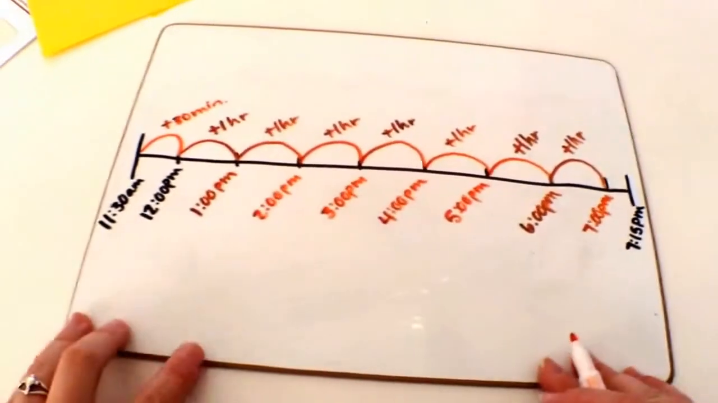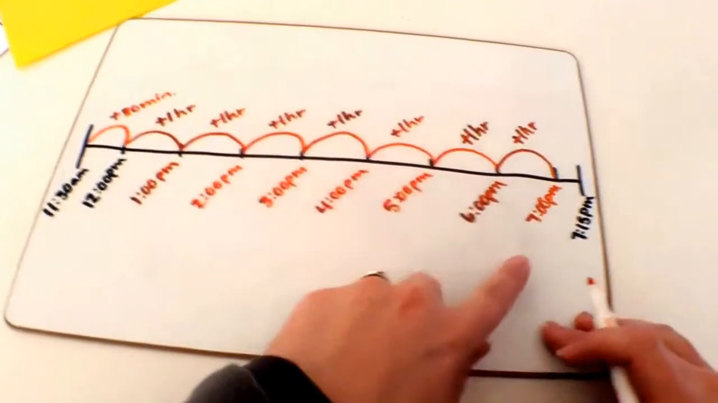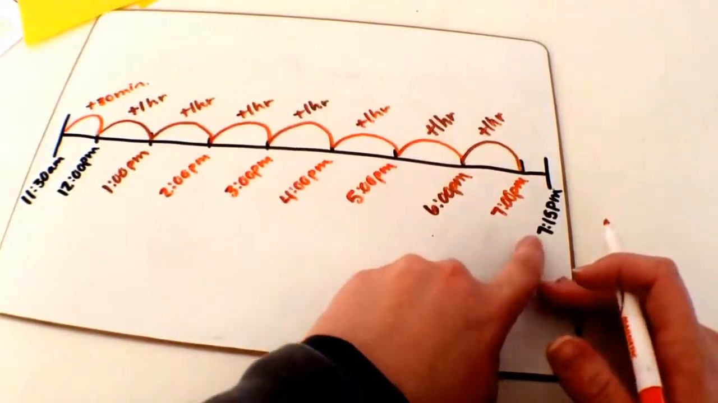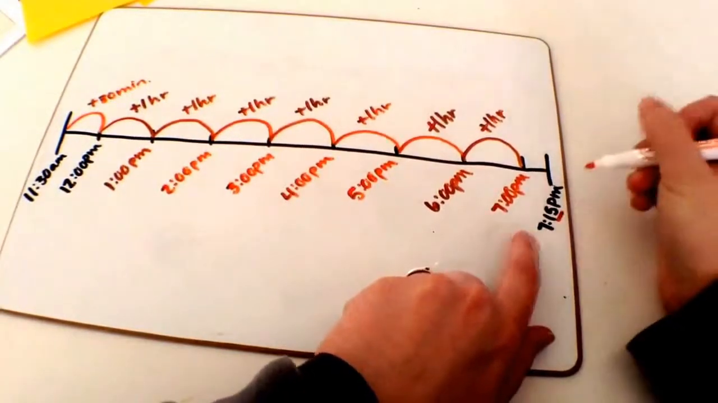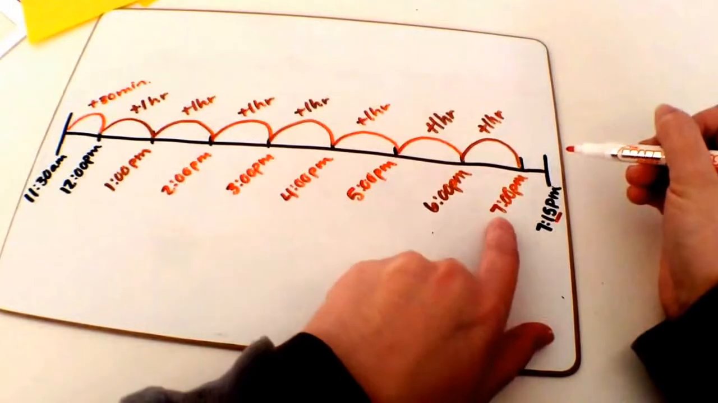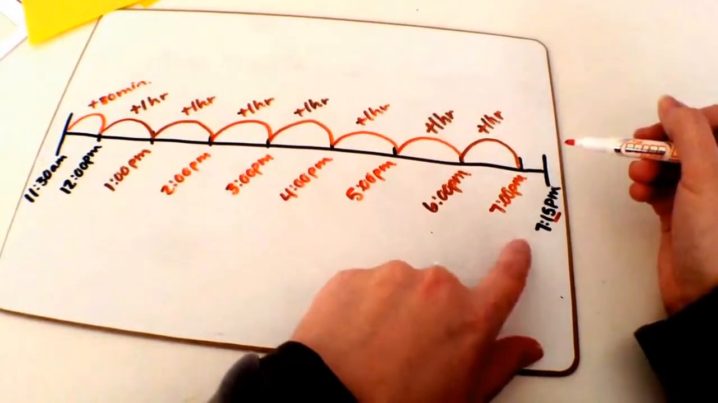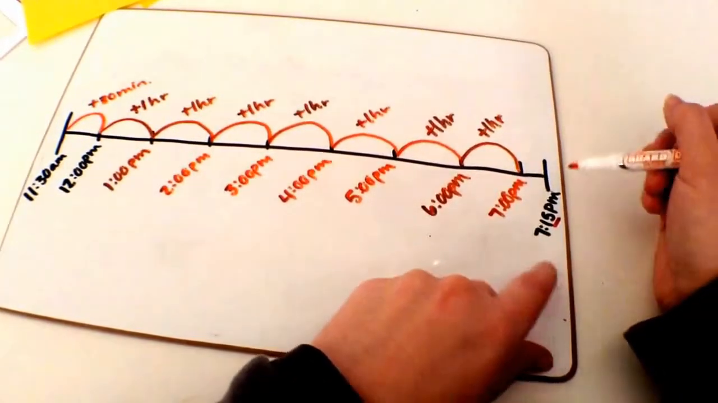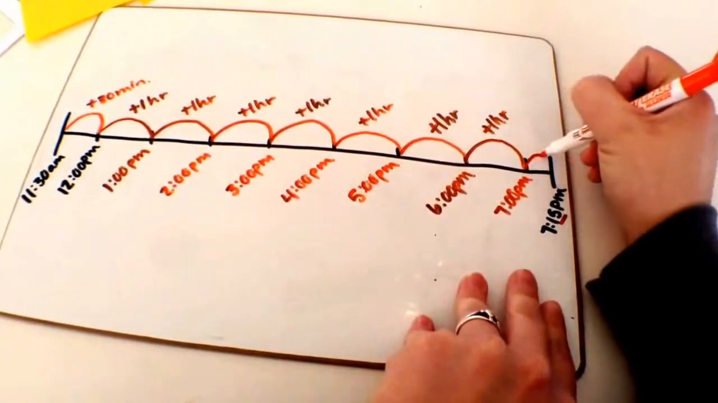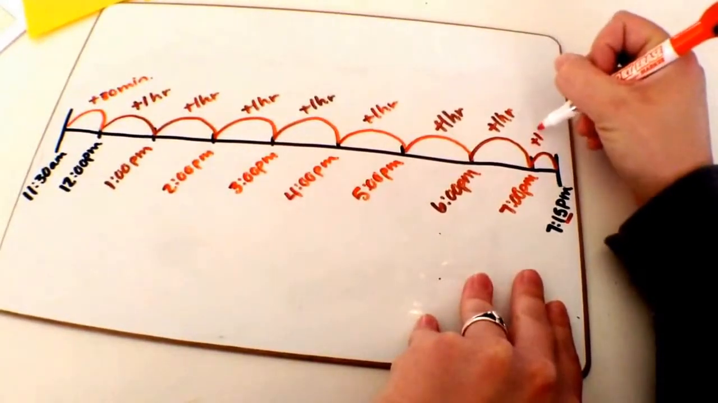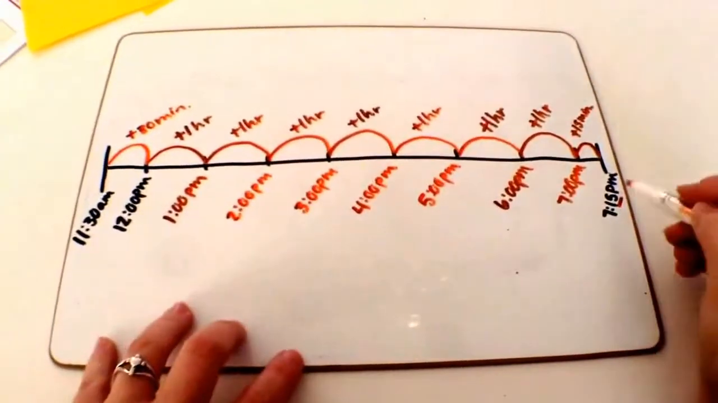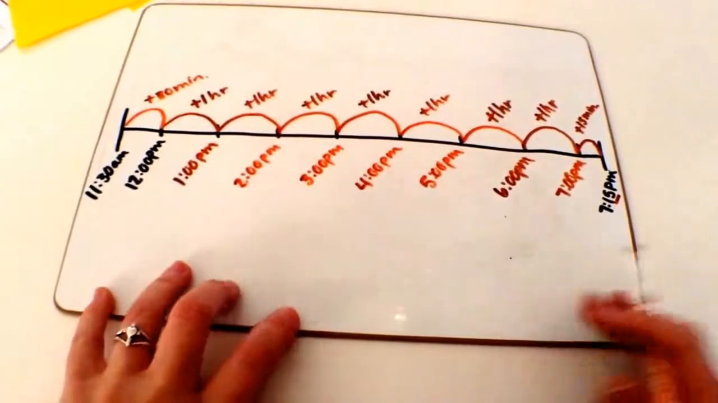Okay, so now that I have all of my hours jumped, I still have this little bitty section right here that I haven't jumped. We're getting to 7:15 and we're only at 7 o'clock. I can't jump another hour right now because that would make it 8 o'clock and we would have gone too far and the movie would have already started. So I'm just going to jump that 15 minutes, and that gets us to our end time, 7:15.